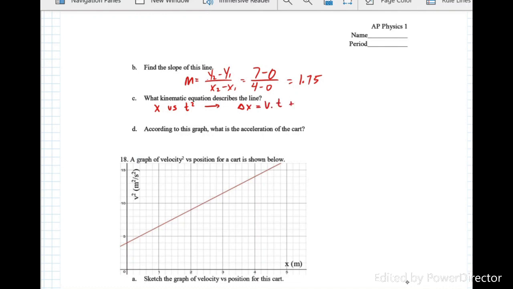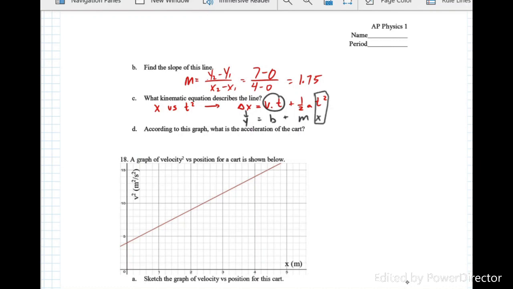Delta x equals v0t plus 1/2 at squared. That's my kinematic equation. That's going to help me find the acceleration. So if we look at that kinematic equation, the delta x's represent my y's. v0t is my y-intercept, b. And 1/2 at squared is the mx.